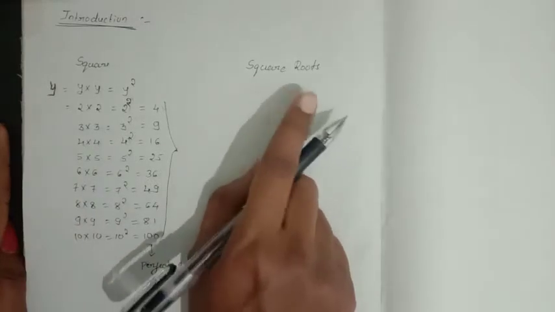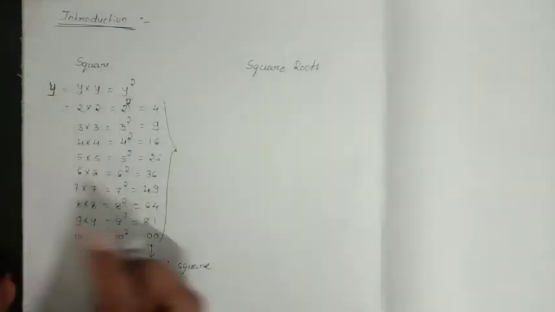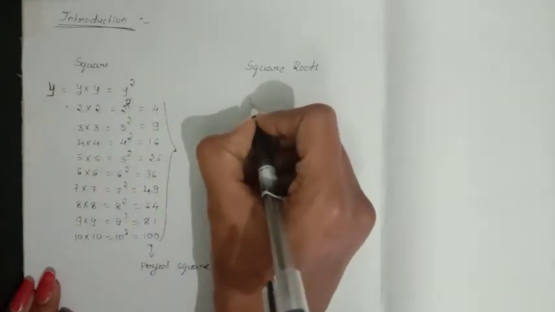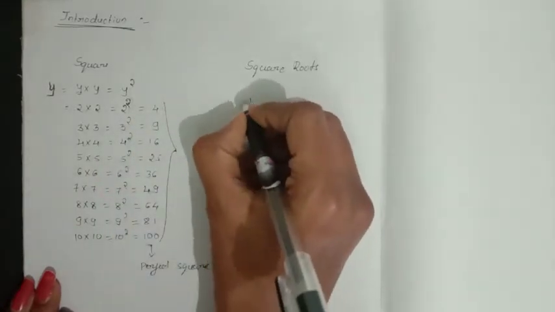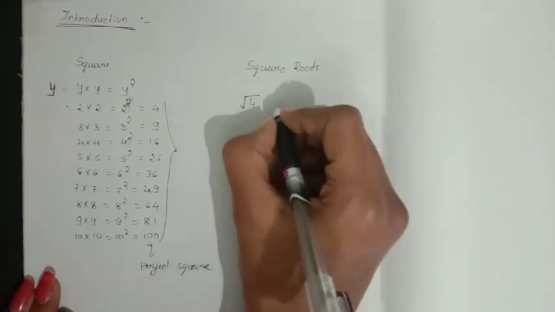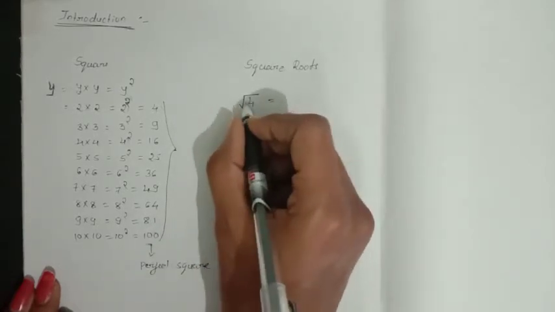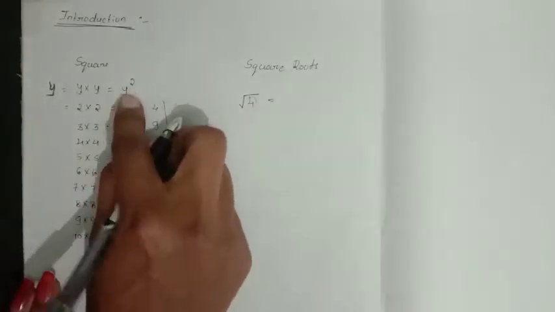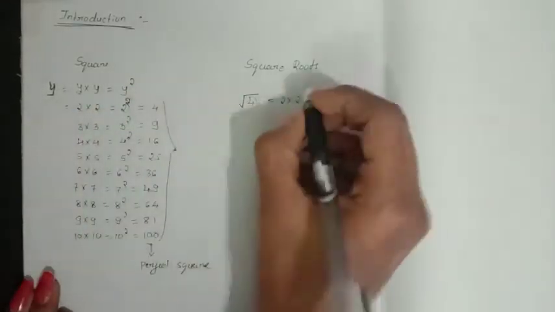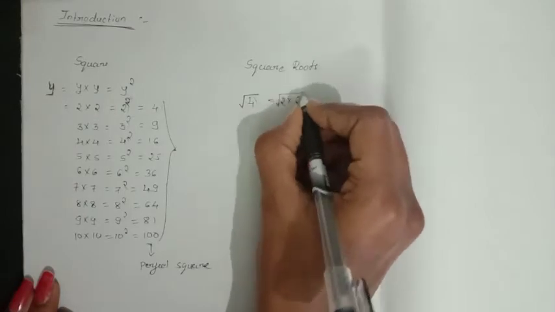What do we mean by square root? It is exactly the opposite. Square root is nothing but: whatever the perfect square is, we write it and put the root sign on it. So this is the square root of 4. The 4 can be written as 2 into 2, so you have to put the square root.